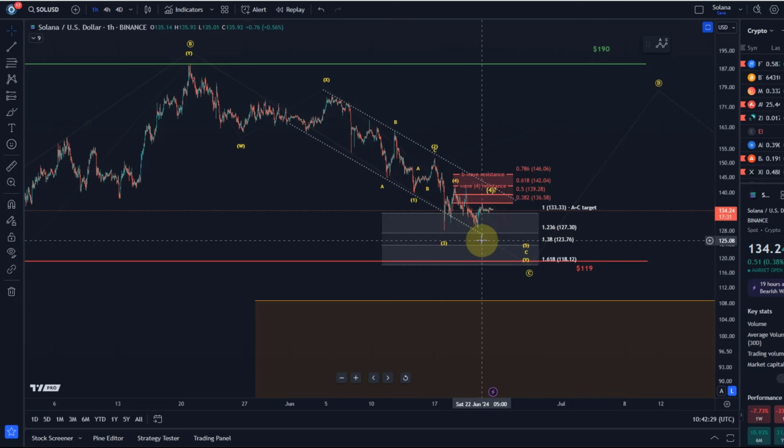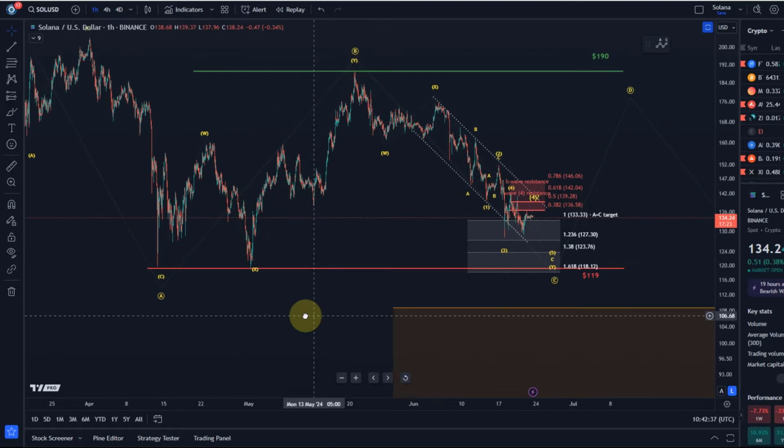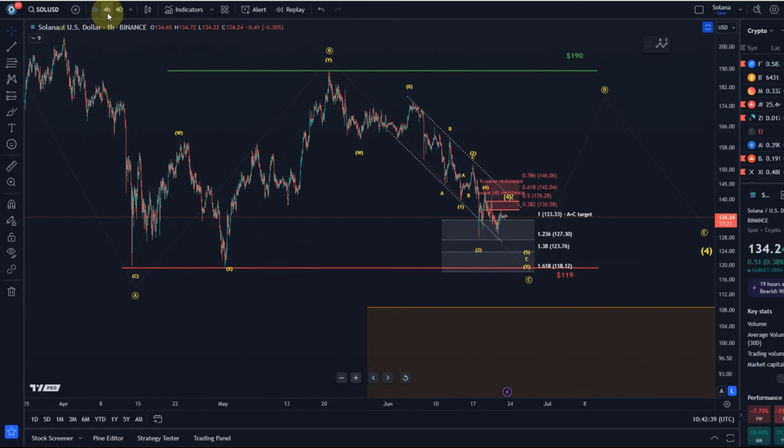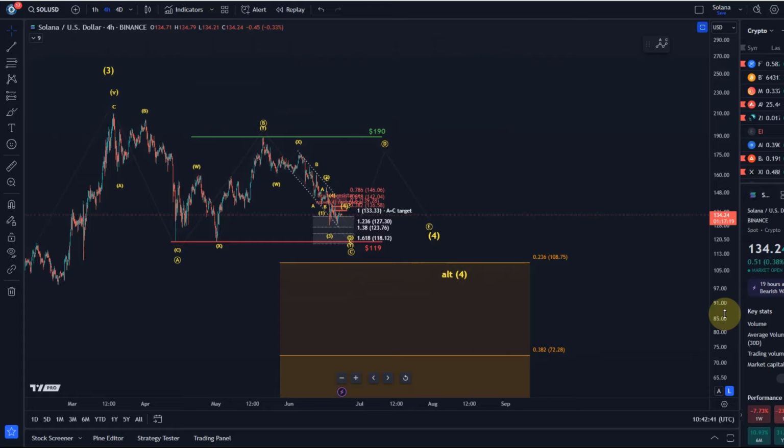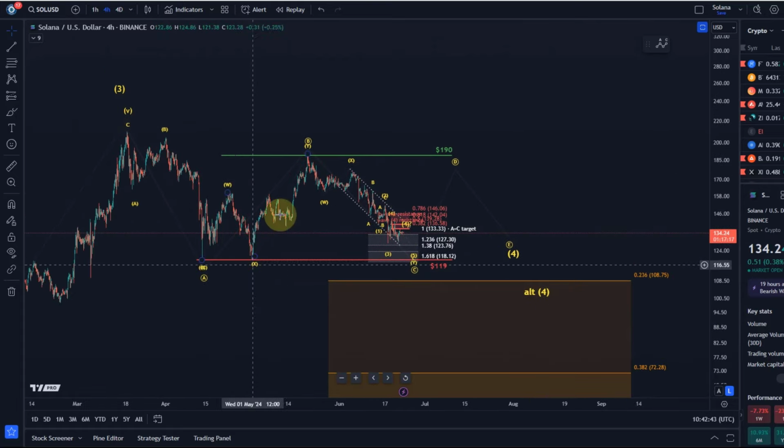Someone asked me, I think it was on X or Insta, couldn't this also be a larger flat structure that's unfolding and not a triangle pattern? Obviously I'm tracking this as a triangle. I explained in the last videos why I'm tracking a triangle here.